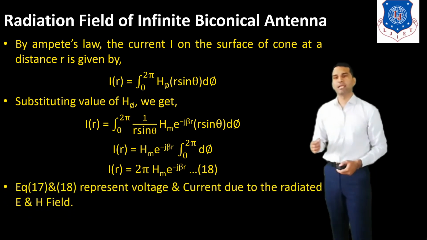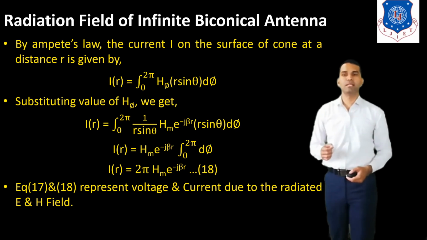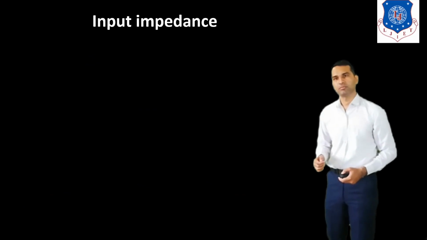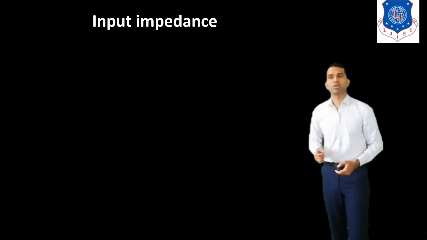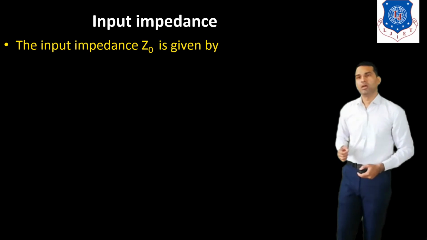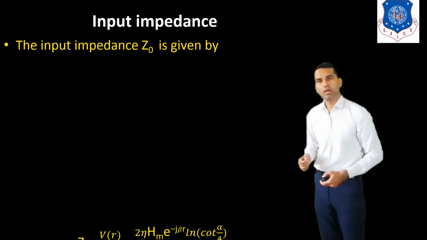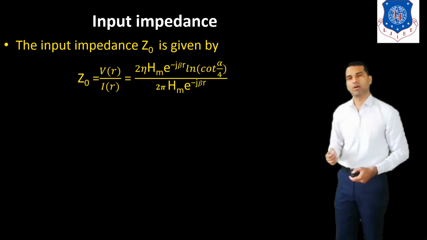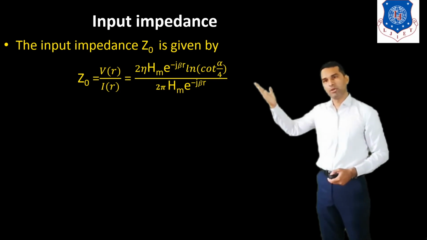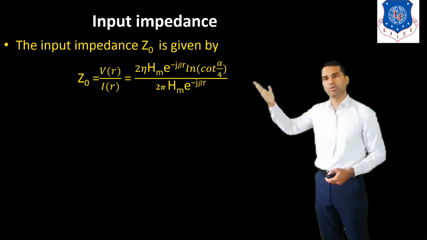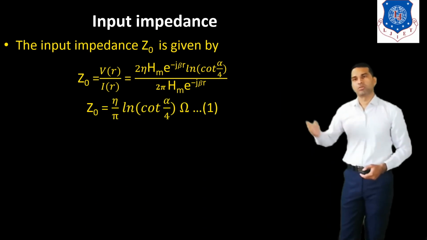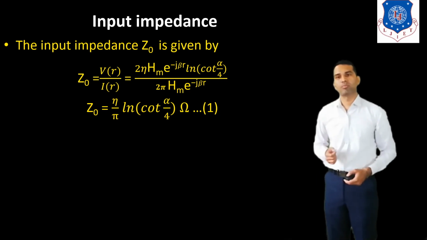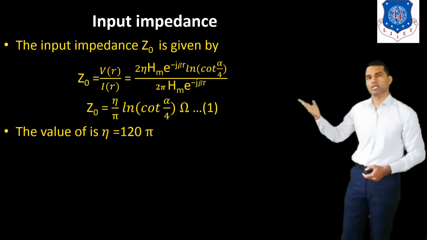Equations 17 and 18 represent the voltage and current due to the radiated E and H field. Now we discuss the input impedance. The input impedance Z0 is given by V by I. So here we have V(r) upon I(r), and we have the values for V and I, so we simply put in those values. Now we simplify this. So we get Z0 equals eta by pi ln cot alpha by 4, and the unit is ohm.